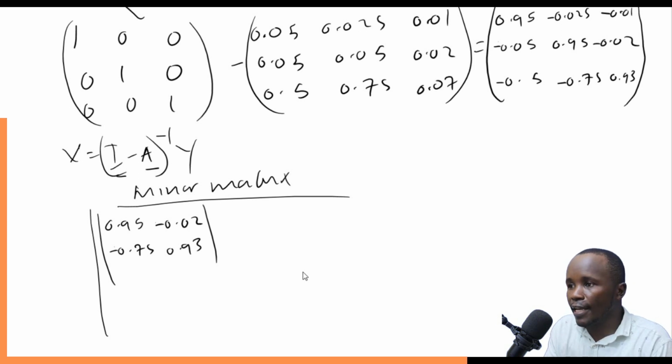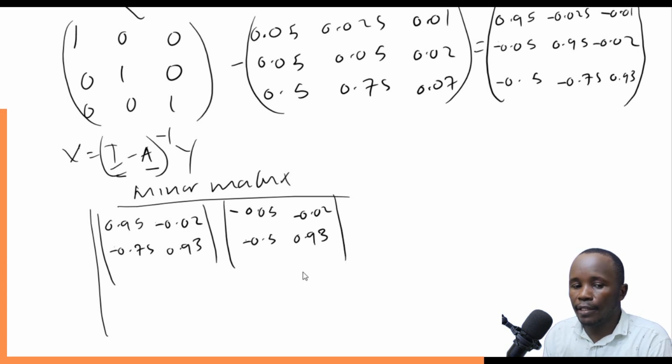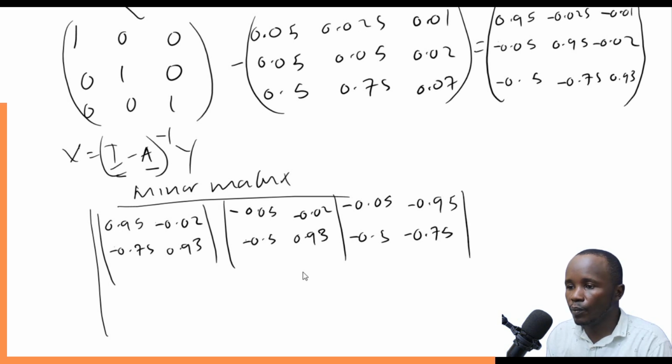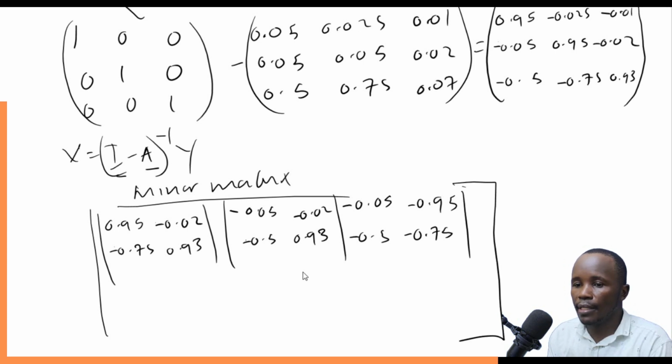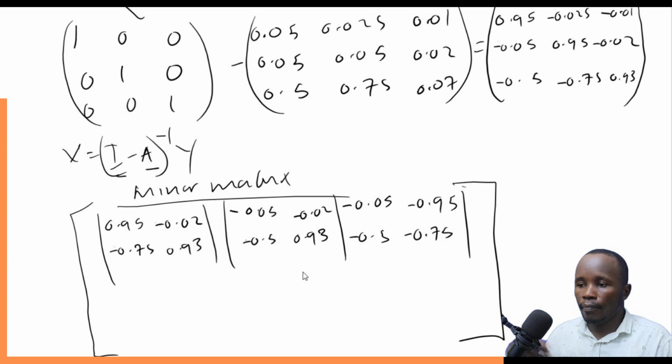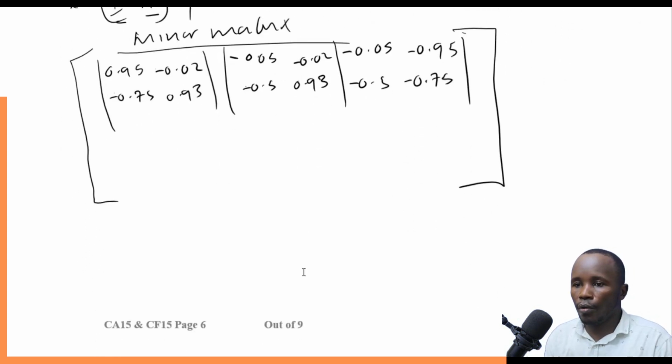Next, you do the same. The second row, second column and first row, you cancel that. You'll get negative 0.05, negative 0.02, then you have negative 0.5, then you have 0.93. That, you cancel that, you get negative 0.05, negative 0.95, then you have negative 0.5, then you have negative 0.75. This is our minor matrix. We go to the second row of our minor matrix here.